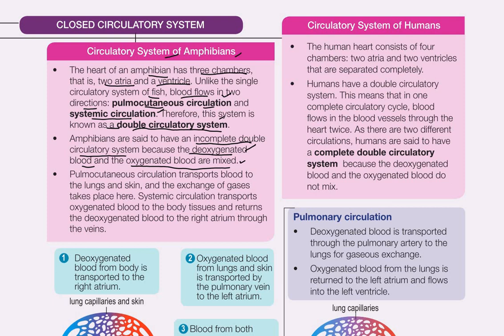So pulmocutaneous circulation transports blood to the lungs and skin, and the exchange of gases takes place here. Whereas systemic circulation transports oxygenated blood to the body tissues and returns the deoxygenated blood to the right atrium through the veins. Okay, so let us take a look at the diagram.